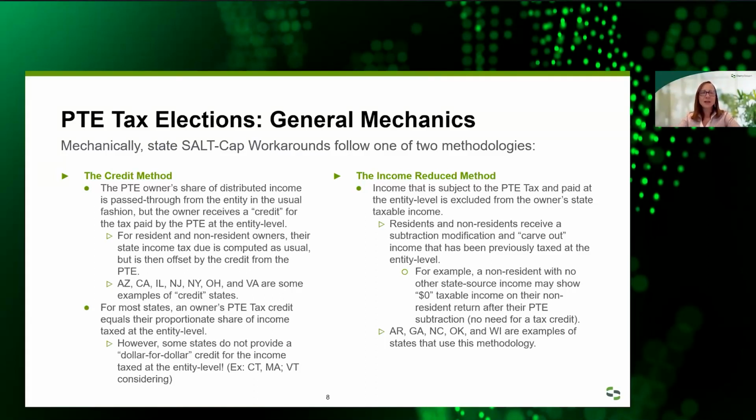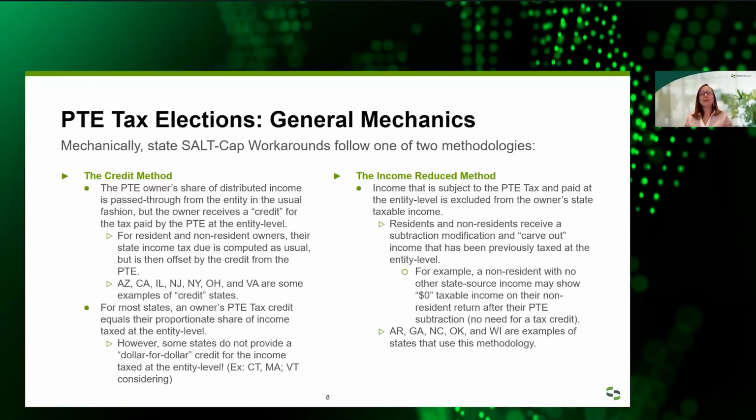But mechanically, the SALT cap workaround generally follows one of two approaches. In both of them, you're taxing the pass-through entity. So that pass-through entity has to file a tax return in these states. You're making some form of election. Connecticut is the only state where it's mandatory, but in all the other states, you're making some form of election. And Tony, feel free to keep me honest if I miss one of those. I'm the fact checker. He's the fact checker for sure. Connecticut is the only mandatory state. So generally it's an election.